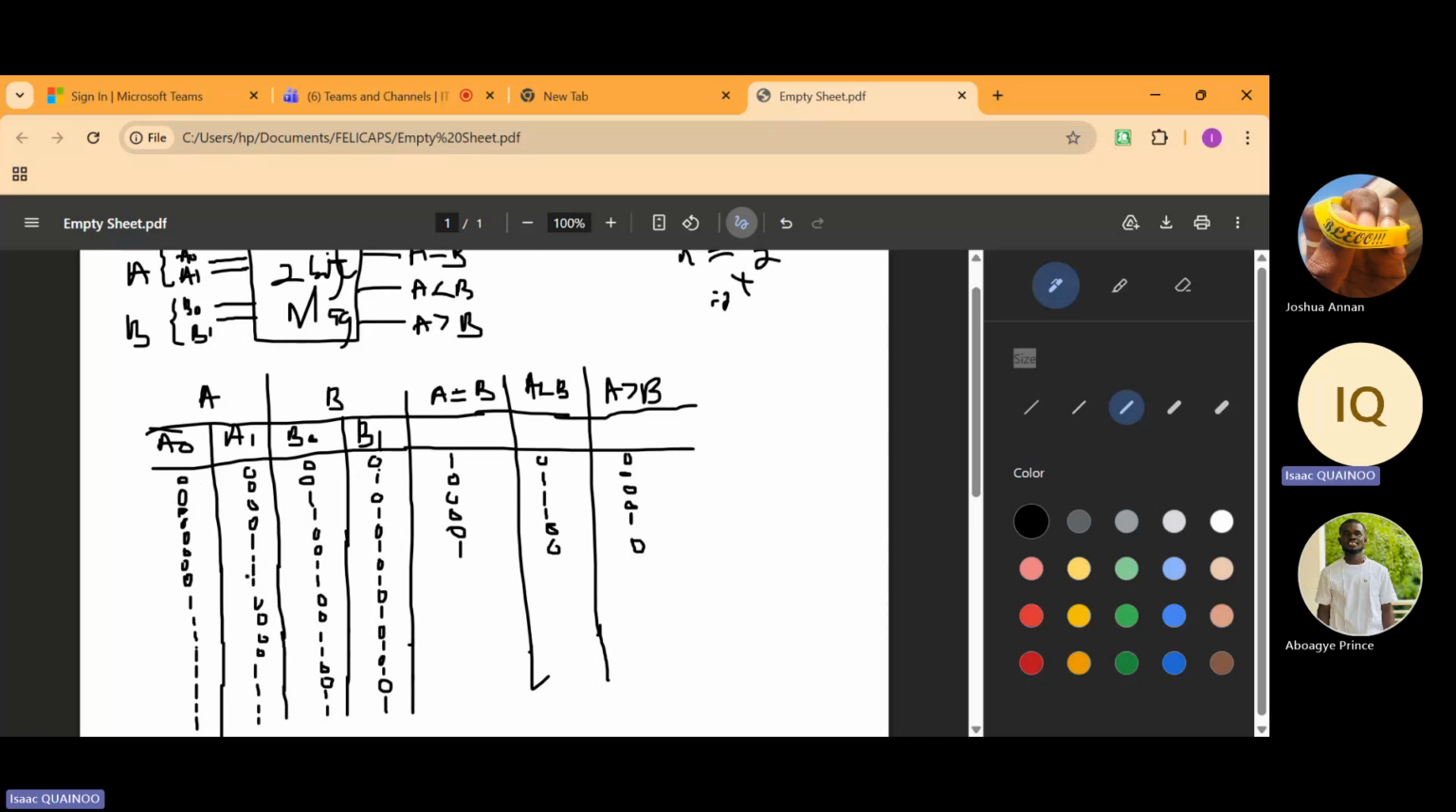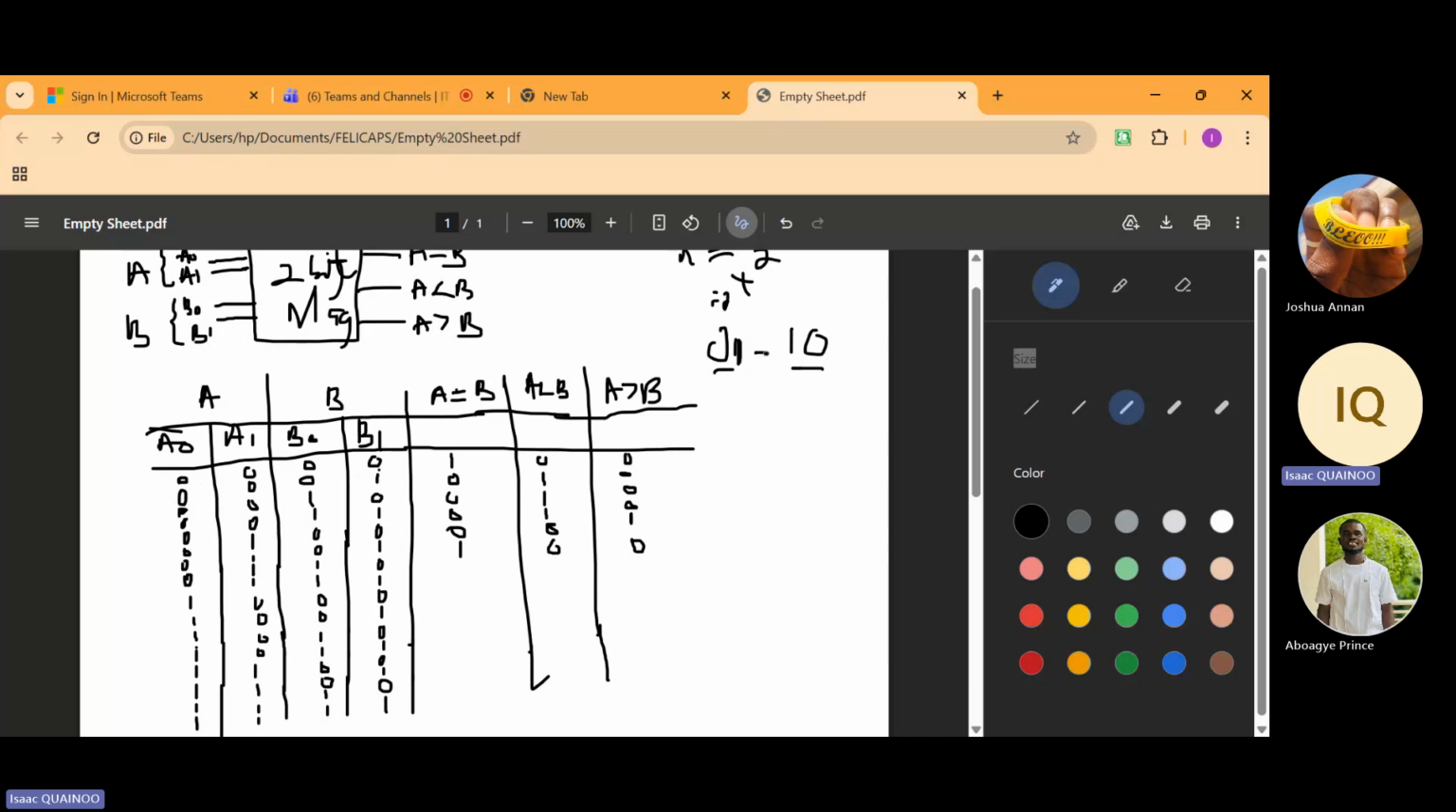Then we come to the next combination, which is 0, 1, and 1, 0. So 0, 1 and 1, 0, is it going to be lesser, greater, or equal? Equal. Listen again. Please, let's look at that again. So we have 0, 1, and then 1, 0. Would this be lesser than, equal, or greater?